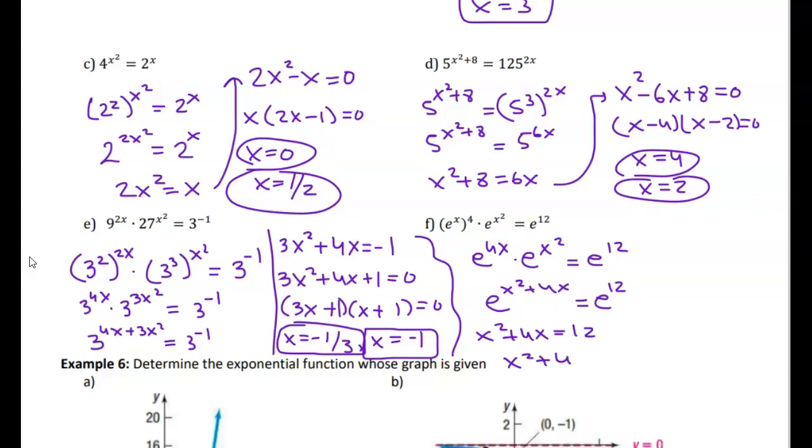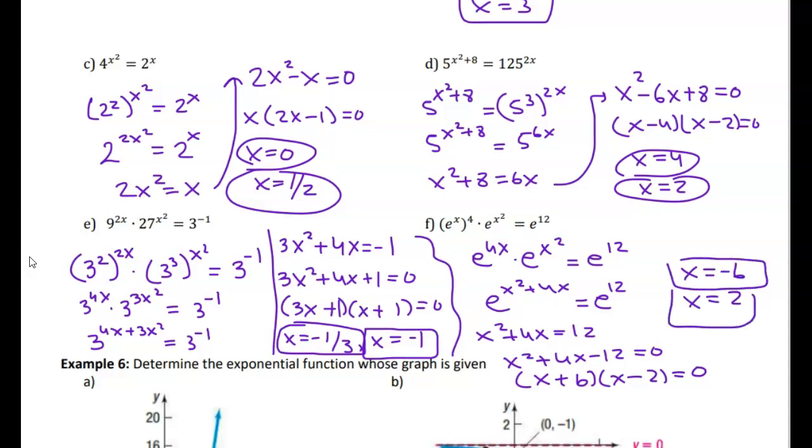Subtract. x squared plus 4x minus 12 equals 0. Factor: x plus 6, x minus 2 equals 0. So we get x equals negative 6 and x equals 2.